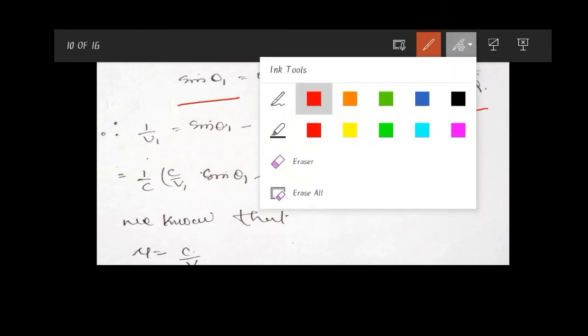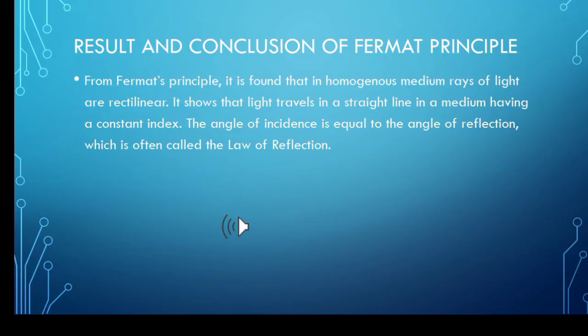Now the result and conclusion of Fermat's principle. From Fermat's principle, it was found that in a homogeneous medium, rays of light are rectilinear. It shows that light travels in a straight line in a medium having a constant index. The angle of incidence is equal to the angle of reflection, which is often called the law of reflection. So, this was the result and conclusion of Fermat's principle.